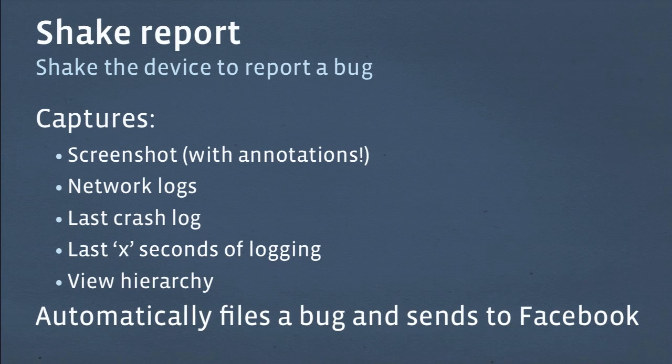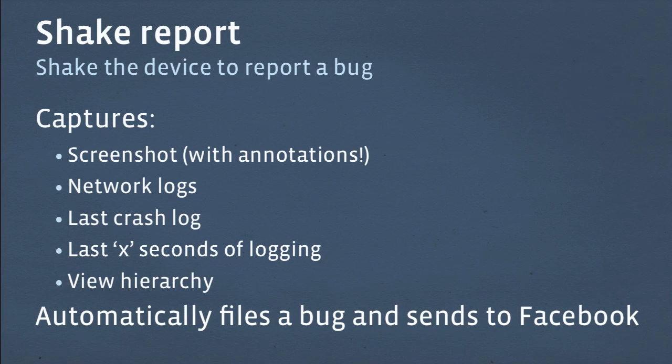One, we get screenshots. We take a screenshot of the device, and we annotate it. We actually put the coordinates onto that screenshot. We give you network logs. We capture the last crash log and the last several seconds of logging. I think it's 20 seconds of logging, NSLogs. And it gets the view hierarchy as well, right? So we collect all that stuff up, and we automatically send it to Facebook, and we file a bug.